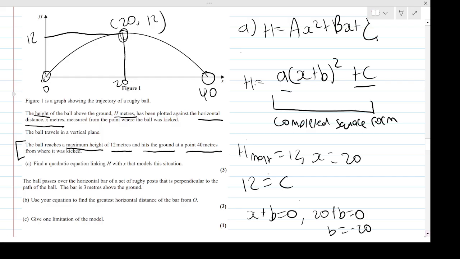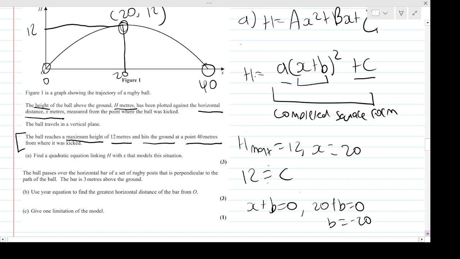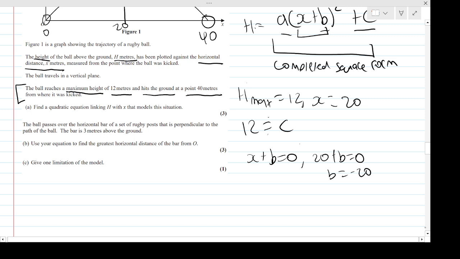Because when the bracket is set to 0 to give the maximum height of 12, that means x plus b equals 0, which is here. But we know the x value of the point is 20. So we set 20 add b to 0 to get b is minus 20. Okay, cool. We've already found b and c. Let's fill that in. So h is going to be a lots of x minus 20 all squared, plus 12. Okay, so that's h.